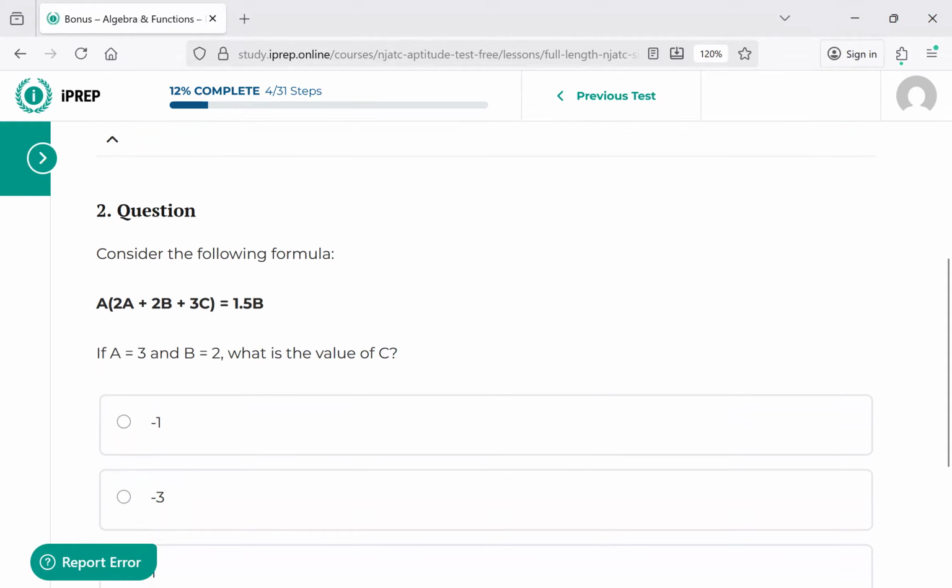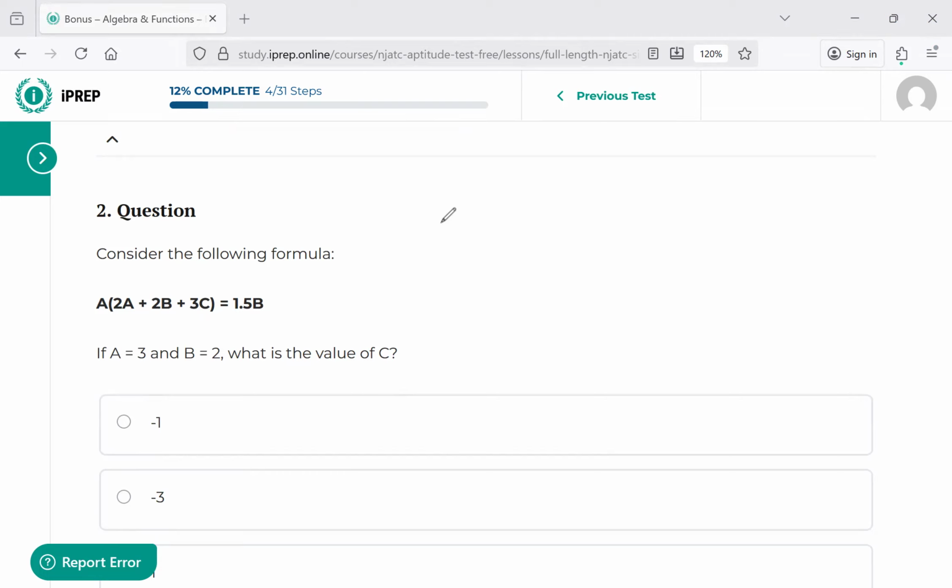Question two: it's just like one, we have this formula, and if A equals 3 and B equals 2, what is the value of C? So we've got to isolate C. What I would do first is plug in the values that they give you. So A is 3, B is 2, find C.